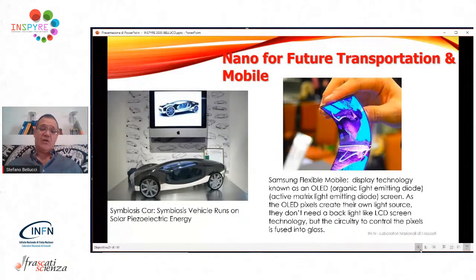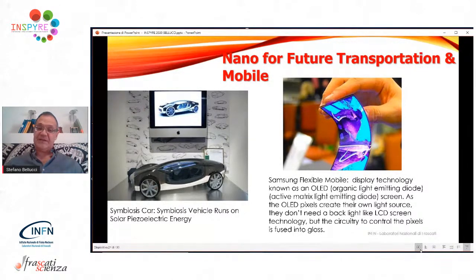Essentially, the Symbiosis vehicle runs on solar piezoelectric energy because carbon nanotubes, apart from solar cells that the car is equipped with and the standard care for recuperation of the energy in the braking. But here there are carbon nanotubes on the body of the car because they exploit friction with the air during motion to generate electrostatic currents, that's electrostatic charges, that then recharge the battery of the vehicle.